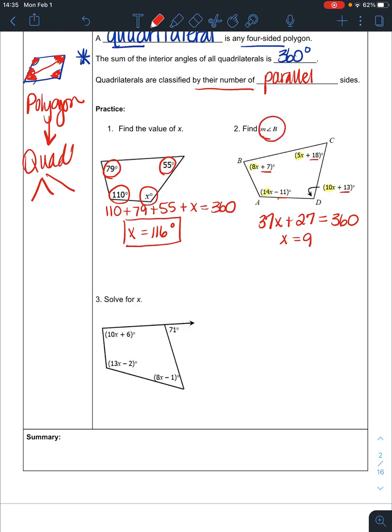Now, I asked for the measure of angle B. Well, angle B is 8x plus 7. We now know that x is 9. So we have 72 plus 7, which is 79 degrees.